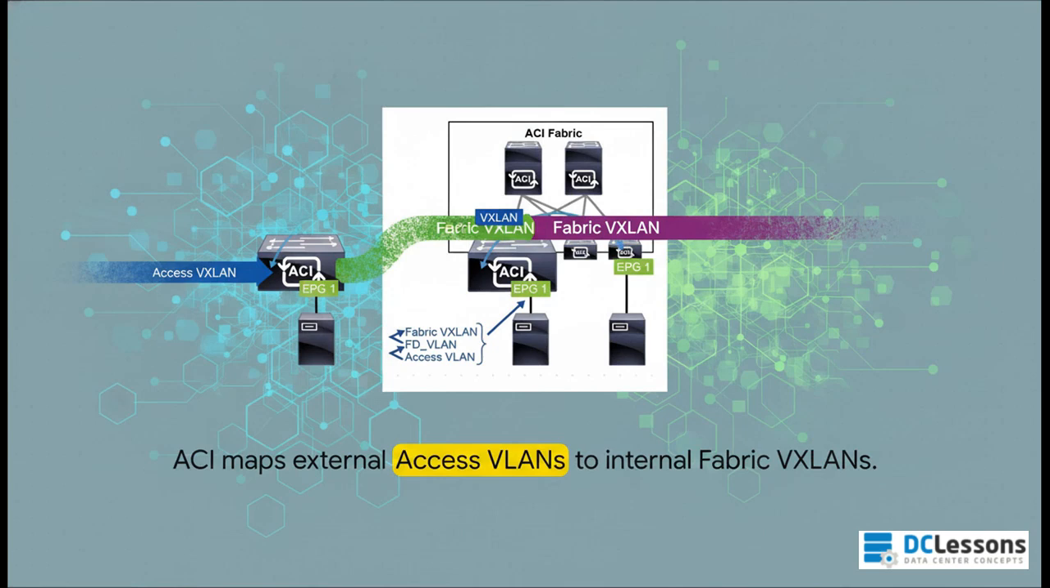Now, this slide lays it all out for us. To understand this process, we need to get familiar with three key identifiers. You've got the access VLAN that's actually on the wire, then there's an internal mapping called the FD VLAN, and finally, the fabric VXLAN, which is what actually carries the traffic across the spines.